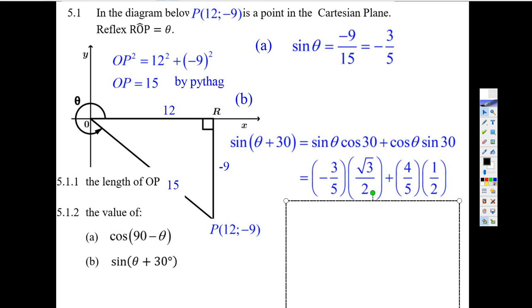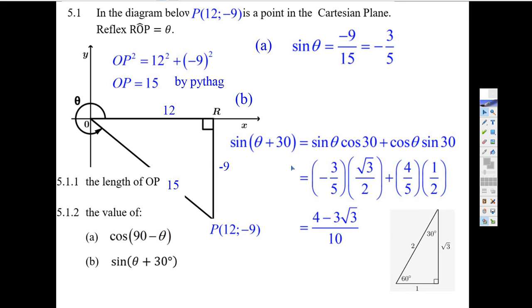But the cosine of 30, it says without a calculator. I think you're supposed to do this stuff, so you've got to have your special triangle. The cosine of 30 degrees is adjacent over hypotenuse, root 3 over 2. The cosine of theta, well, we can just look over here. The cosine of theta is 12 over 15, reduced is 4 over 5. And the sine of 30 degrees is 1/2, and I can see it in my special triangle.